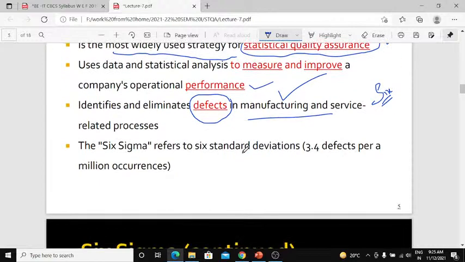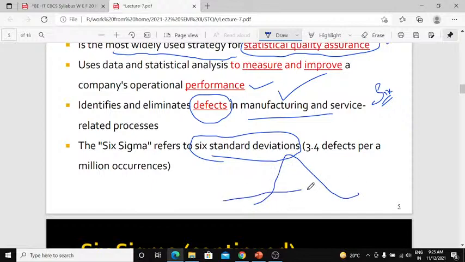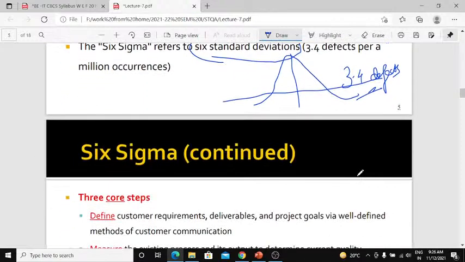Six Sigma refers to six standard deviations, that is 3.4 defects per million occurrences, meaning less than 3.4 defects per million. The Six Sigma deviation refers to 3.4 defects per million occurrences.